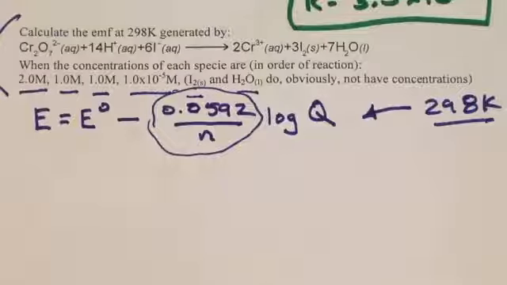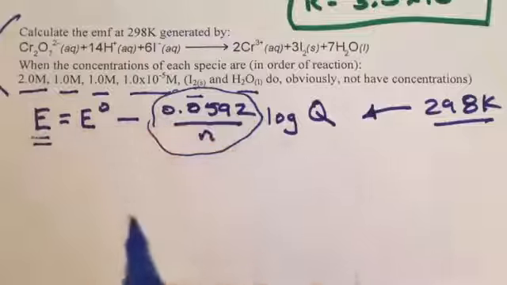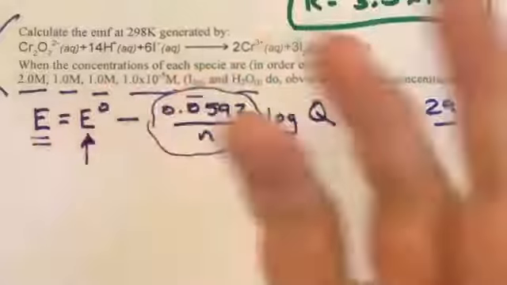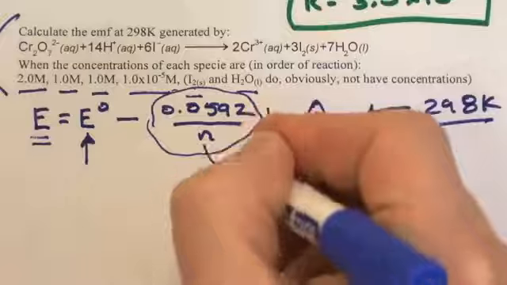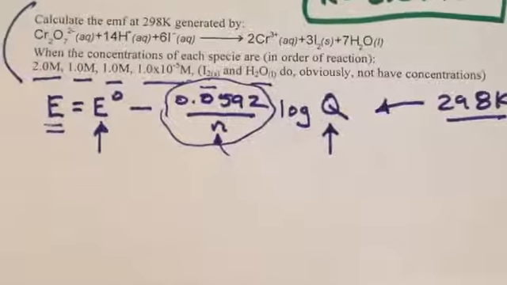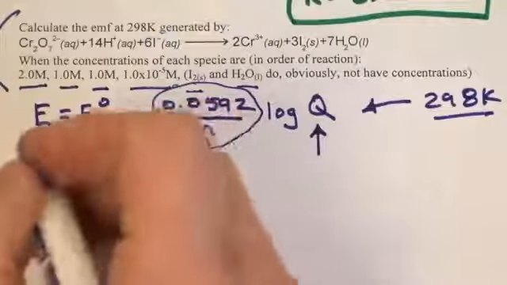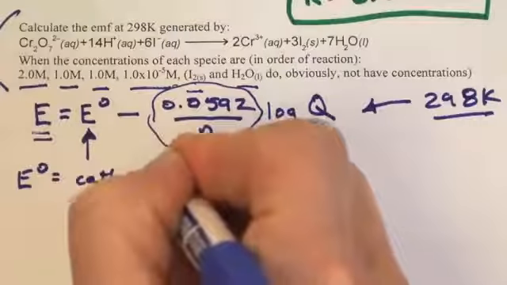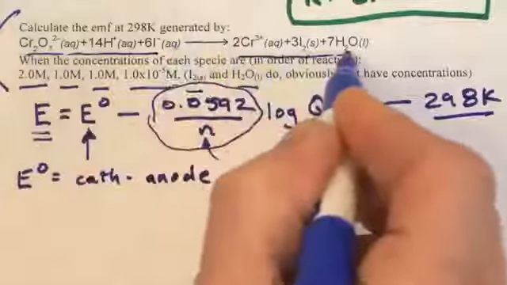So our job in this is to find the EMF of the cell at these non-standard conditions. And we have two jobs. First of all, we need to find E circle, so E at standard conditions. And then we need to find Q. And along the way, we'll be able to figure out what the number of electrons is that's transferred. And when we can do that, we can put that in for n. So let's first of all find E circle, E at standard conditions. E at standard conditions, remember, is equal to the cathode minus the anode. And so we need to look at this reaction right here and determine what the half reactions are.